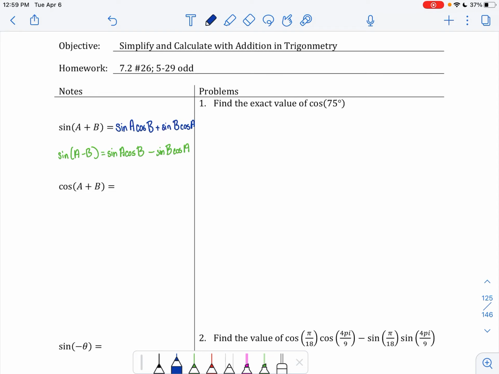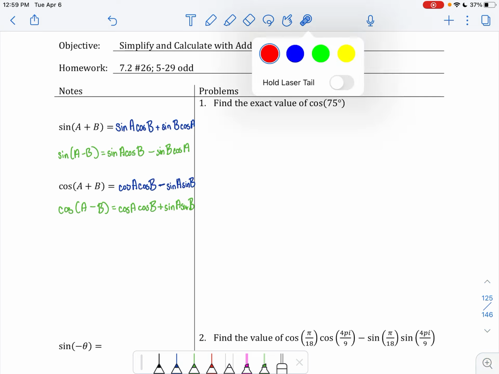Now, the cosine formula is a little bit different. Instead of sine A cosine B, it's cosine A cosine B. So it's the cosines together minus the sines together. So here it's sine cosine. Here it's cosine, cosine, sine, sine. And again, if it is the subtraction, A minus B, it's the same formula, cosine, cosine, but then the sign is different, so it's plus sine A sine B.